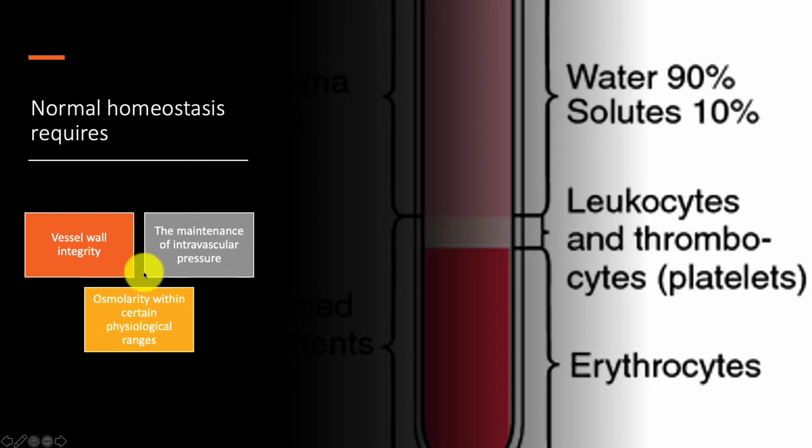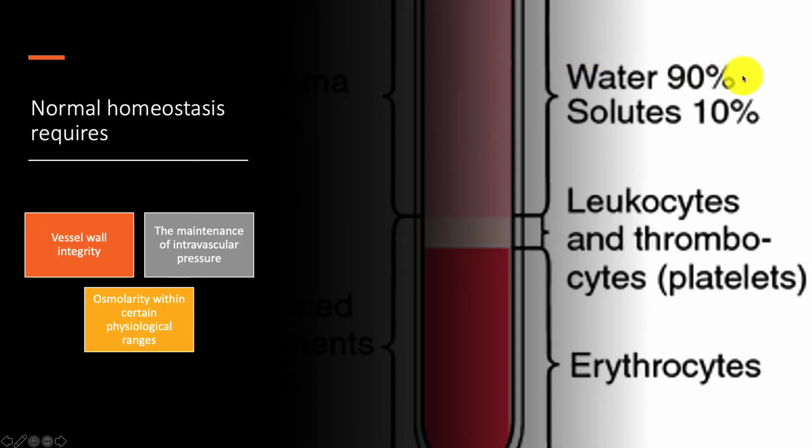And we're going to talk about how this and this and this are all kind of intertwined with one another. So it's important that you know that blood, I have this picture here. This is a picture of a vacutainer that has different sections of blood.